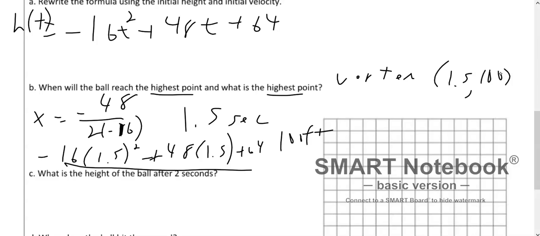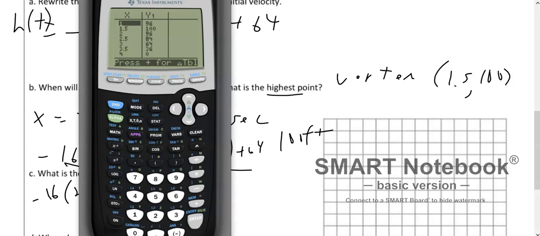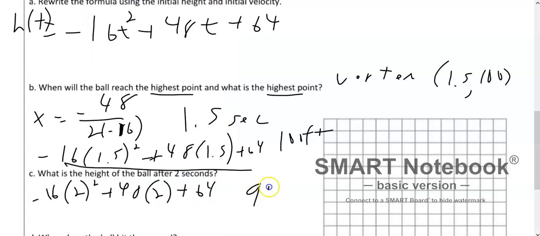Where will it be after 2 seconds? Again, you could plug in a 2. Negative 16 times 2 squared, plus 48 times 2, plus 64. Or you can just go to the calculator and look at 2 seconds and get 96 feet.